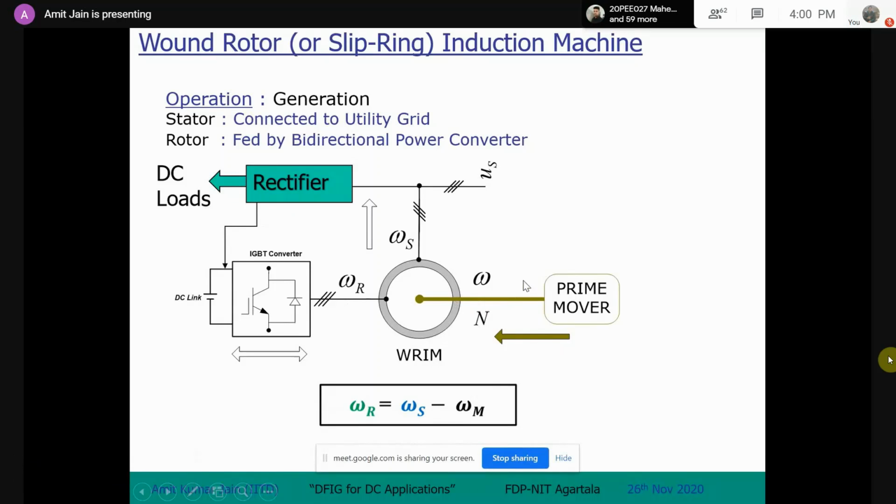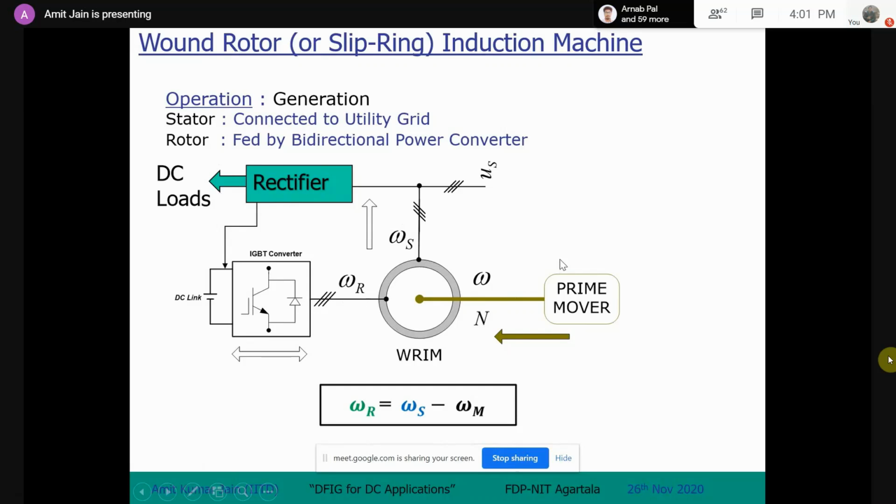But when it is running at 8 meter per second, n will always go from here, but 2 will come back, so that the DC load is seeing 8 megawatt because the prime mover is 8 megawatt. So, this is the system.